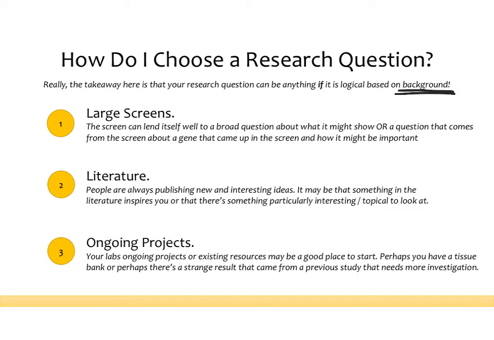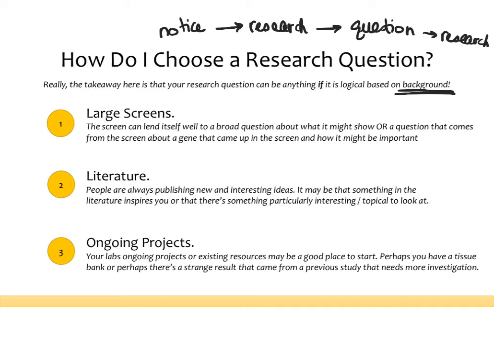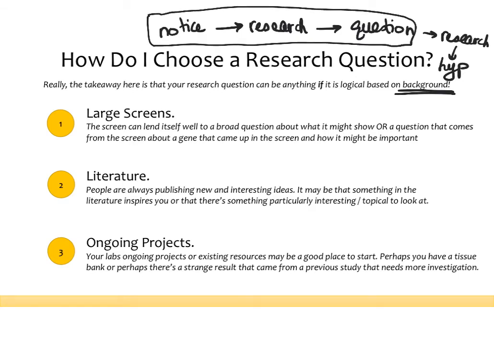So really the process looks more like: I noticed something interesting, and now I'm going to read about it and do some research, and then I'm going to come up with a question, and then I'm going to do some more research to figure out what the answer might be, and then I'm going to come up with a hypothesis. So right now we're in this phase of I noticed something interesting, and I want to research it and come up with a question.